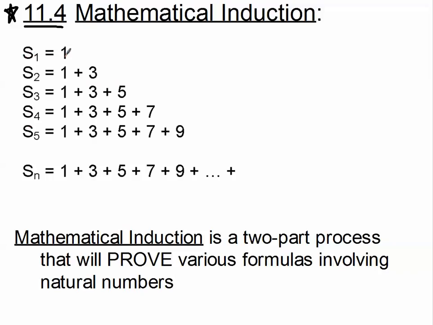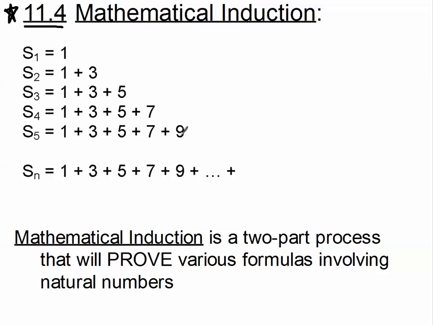The first sum is just 1. Okay, that's easy. The sum sub 2 is 1 plus 3. The third sum is 1 plus 3 plus 5. The fourth sum, 1 plus 3 plus 5 plus 7. Clearly we are adding consecutive odd numbers. The fifth sum adds the first 5 odd numbers.